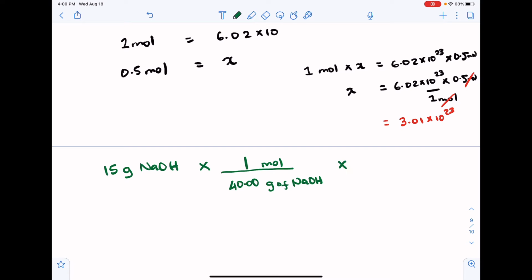The question has asked for the number of particles, so we have to do one more conversion. That conversion should help us remove moles, so we should cancel out moles. The units here should be moles, and here should be number of particles, which is just the number. Here we know that 1 mole equals 6.02 times 10 to the 23rd power. The grams of NaOH cancel, the moles cancel, so we are left with 15 over 40 times that big number.